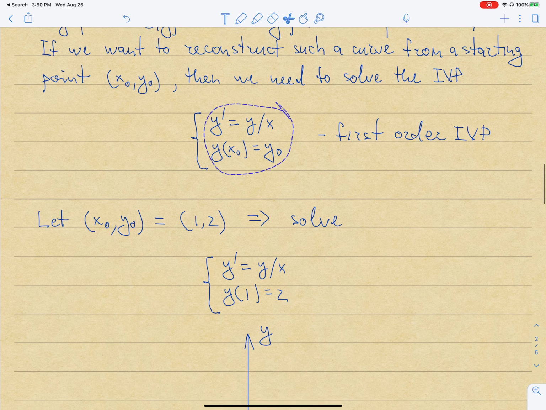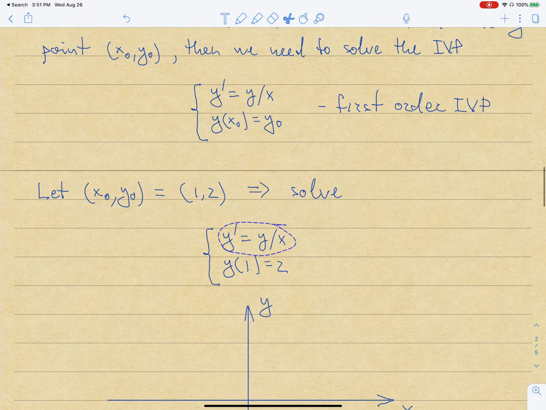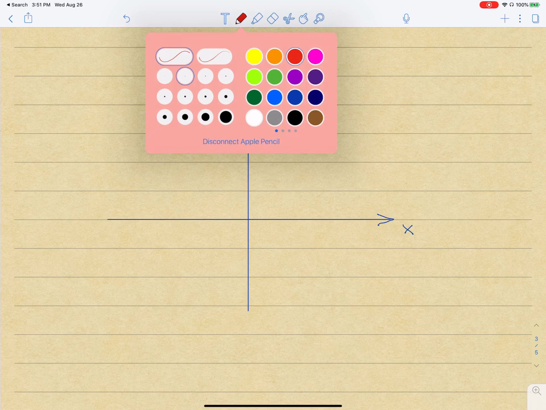Let's do an example of this. So a more specific example of this. So rather than looking at a generic x0, y0, let's suppose that the point x0, y0 is 1, 2. And so then my initial condition is y of 1 is equal to 2 and still the same ODE. And I'm going to try to solve this problem graphically if I can. So I already drew here a set of axes. And now let's try to figure out what we can do.